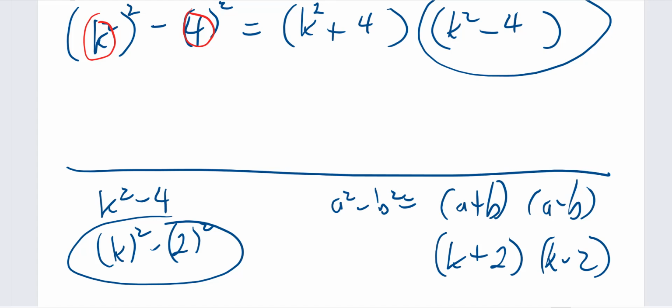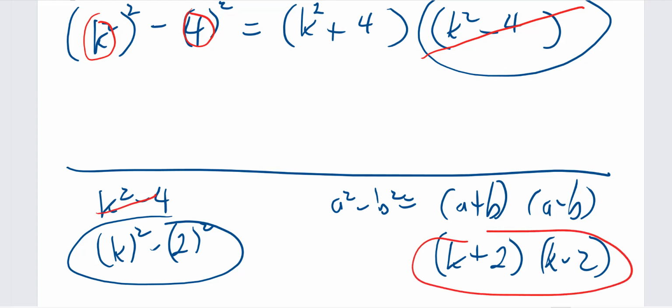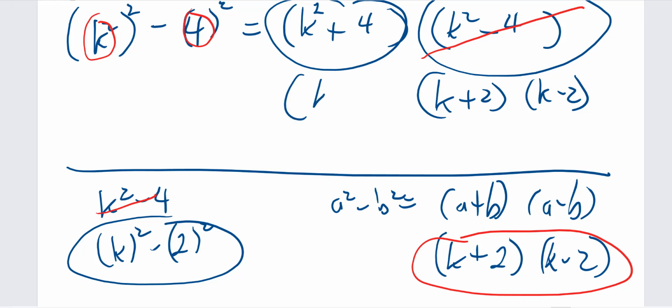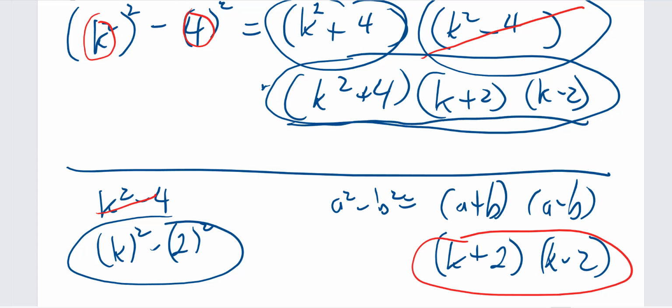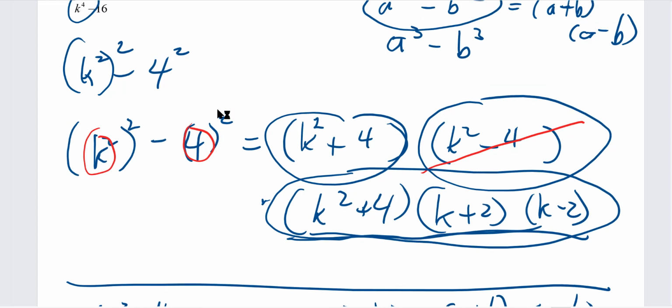That means we can replace the thing we just factored with the answer we got. We can replace that with k plus 2 times k minus 2, and we still had that part, k squared plus 4, and there's your answer. That's how the original problem completely factors. Let me scroll back a little bit.